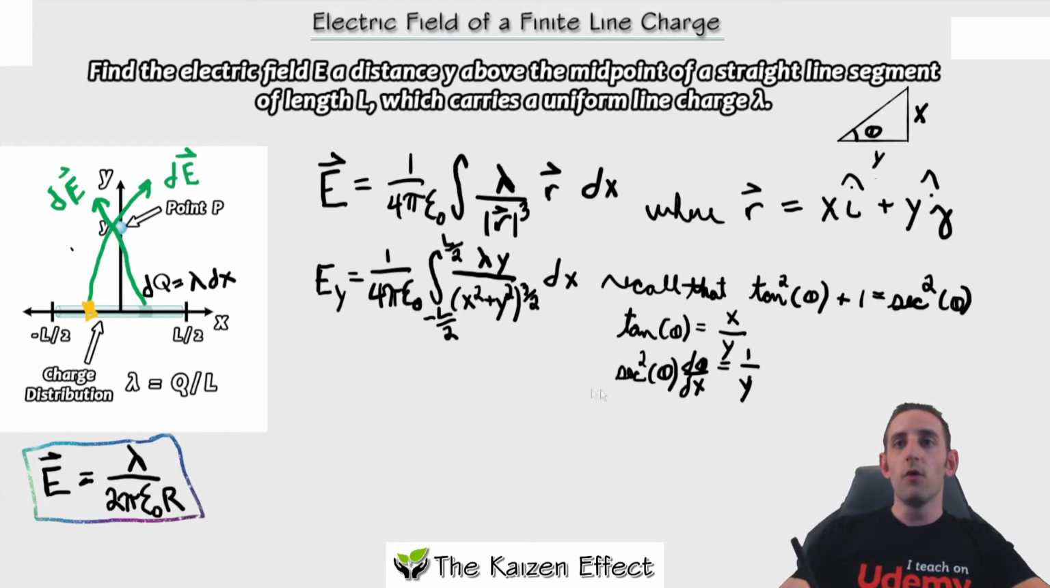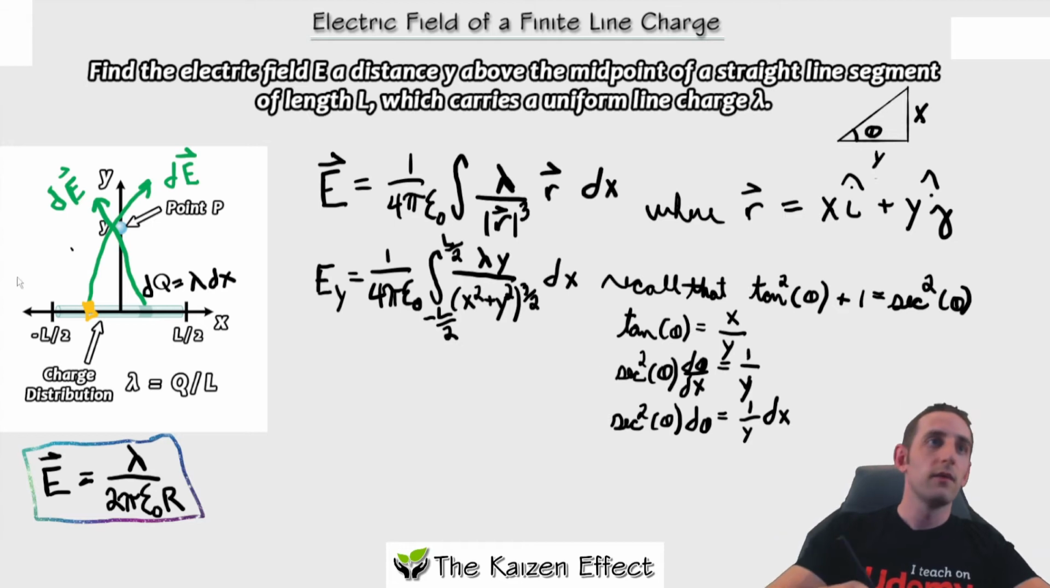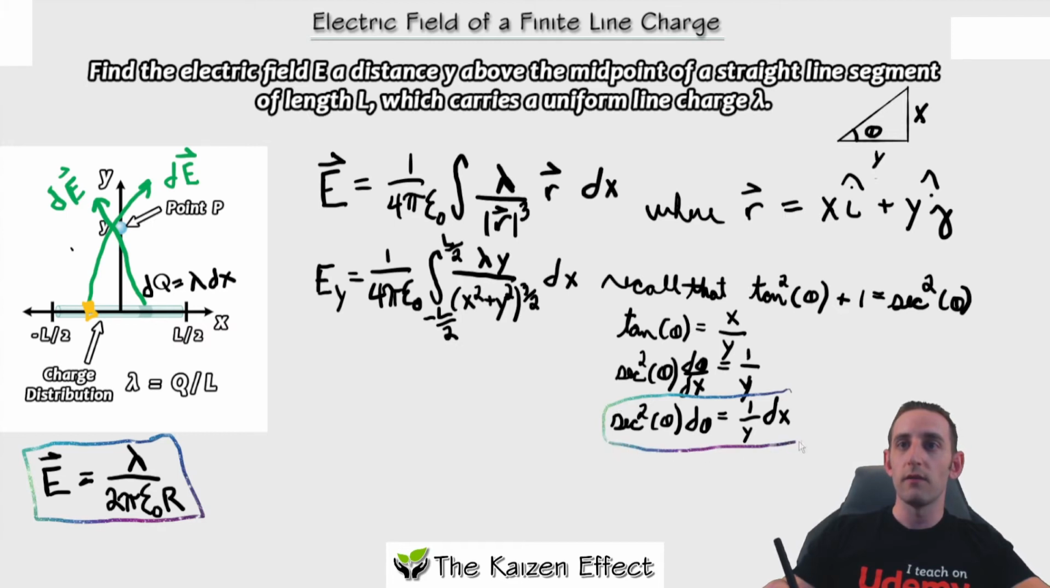All right. So what we want to do is isolate dx. So we get a secant squared theta d theta equal to 1 over y dx. And that is a nice result. So we are going to highlight that because we can. No. We just want to make note that it's special with our Galaxy ink.